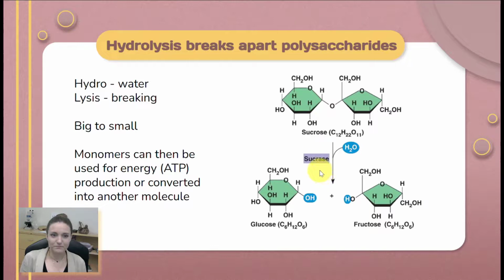But notice, there's something here that wasn't there before. This molecule right here, the sucrase, this is not a reactant, it's not a product, it's a catalyst, and it's an enzyme. And we'll talk about enzymes later, but enzymes are catalysts that speed up reactions. So in our cells, we have sucrase enzymes that break apart sucrose. We also have amylase enzymes that break down the polymer amylose, right? That speed up this hydrolysis reaction, so that our cells can access and use those monosaccharides for energy.